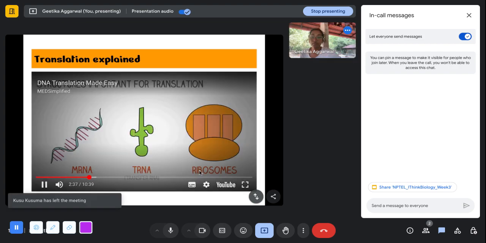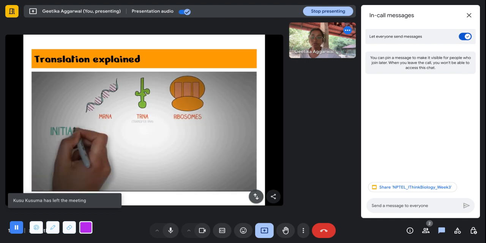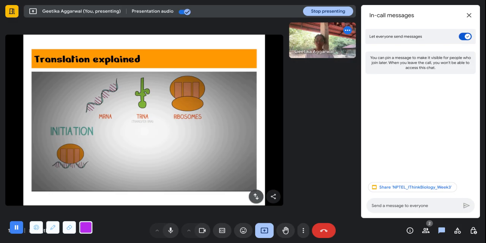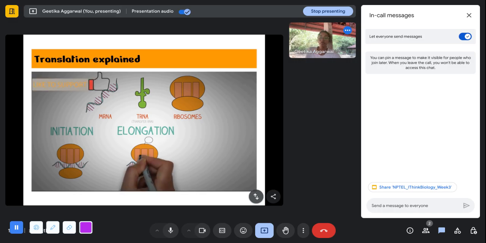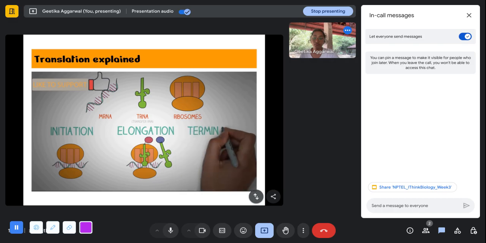The process of translation occurs in three basic steps. The first step is known as initiation, in which the ribosome assembles around the target mRNA. In the second step, known as elongation, the tRNA transfers amino acids to the ribosome, which are joined together to form a polypeptide chain. In the last step, known as termination, the ribosome releases the polypeptide when it reads a stop signal on the mRNA.